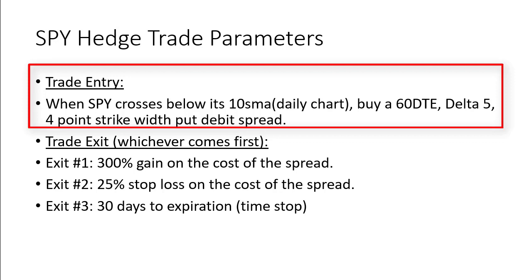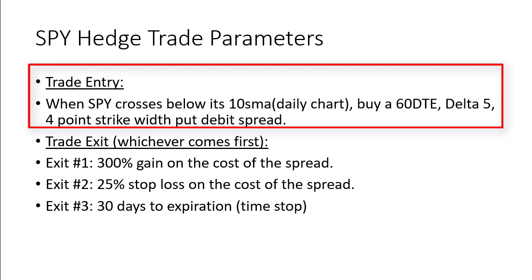That could be the start of a bigger move lower. That's the moment we want to put this trade on. And the trade, we're going to be looking at buying a 60 DTE, 60 days to expiration, so it's 2 months out, a delta 5 4-point strike wide put debit spread.